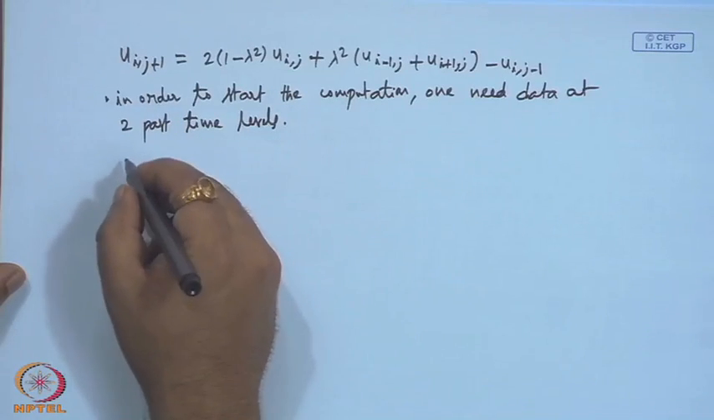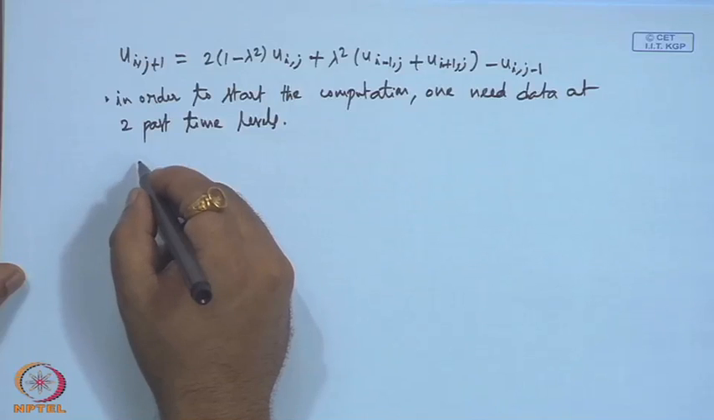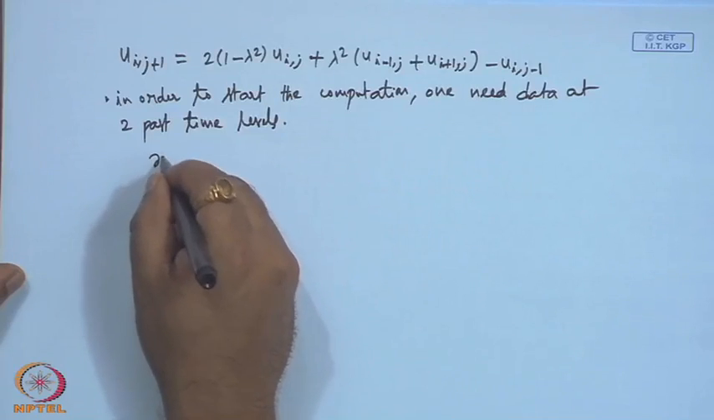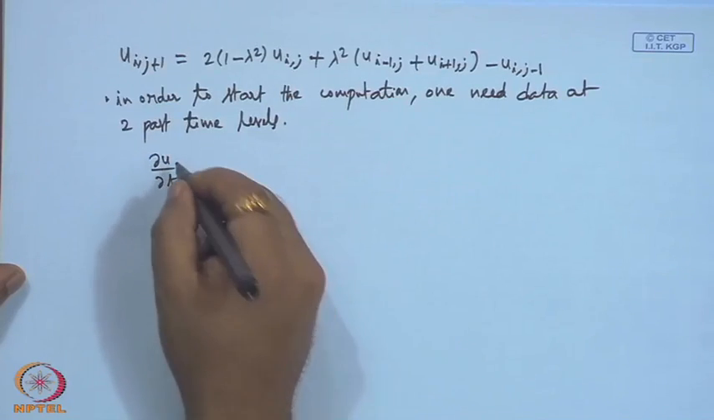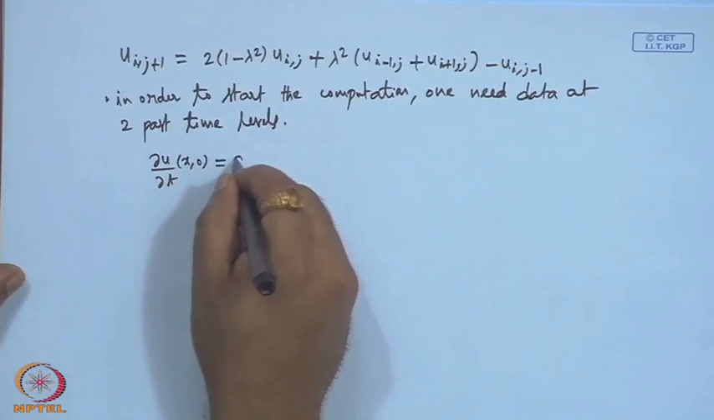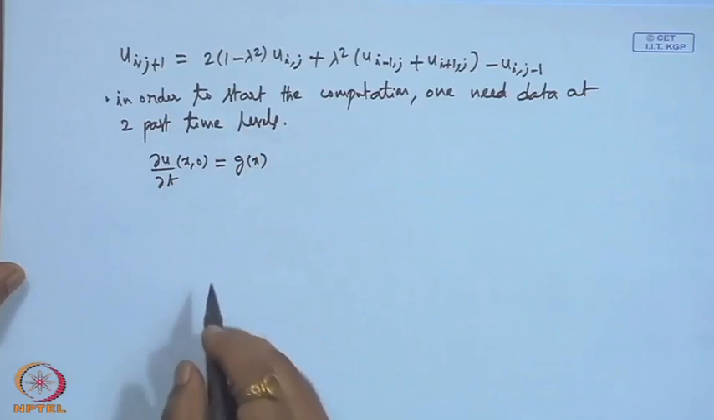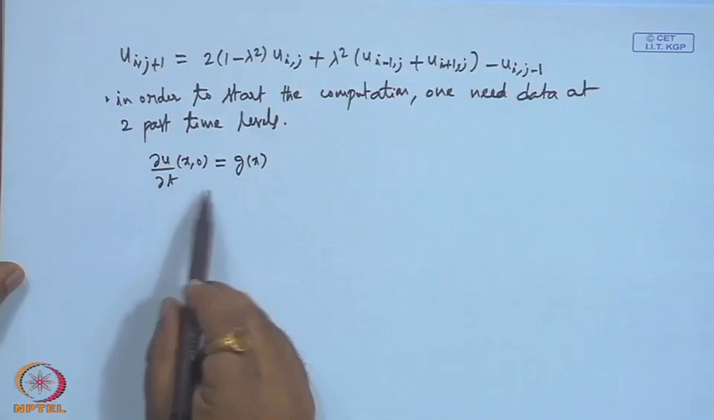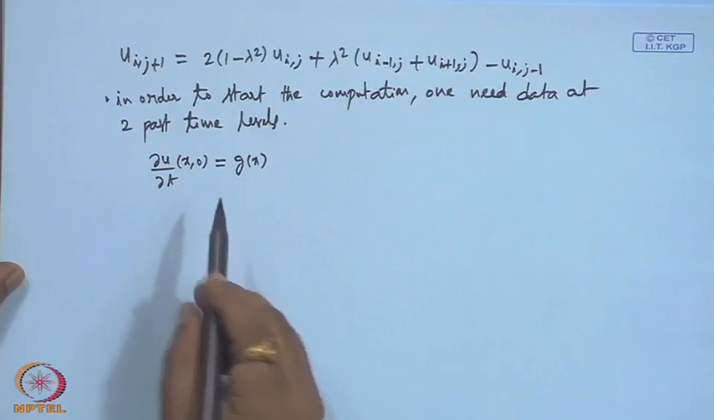However, consider dou u by dou t at x equals 0. This is one of our initial conditions, the initial velocity, which is prescribed.